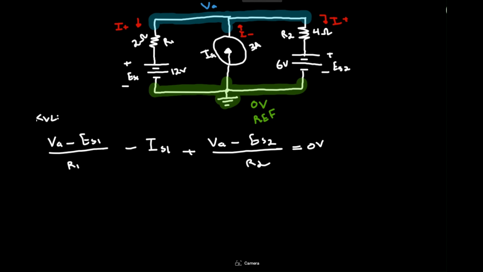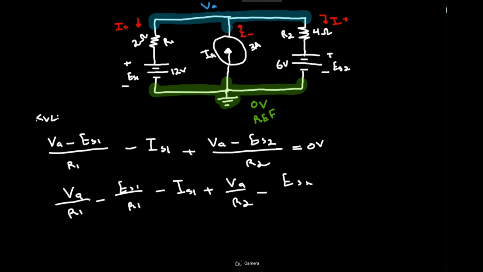Second thing you gotta remember is the constants and the I sources always go to the right. So in this case, let's just rearrange the equation and play with it. We're gonna do VA over R1 minus E source 1 over R1 minus I source 1 plus VA over R2 minus E source 2 over R2 is equal to 0 volts. Now it's easier to visualize. We can see the constants, we can see the I sources. The constants are always the source over the resistor, which is E source 1 over R1 and E source 2 over R2. These go to the right with the I source.